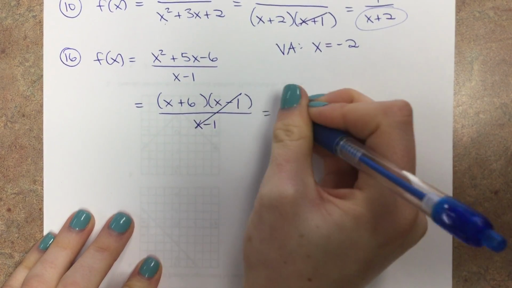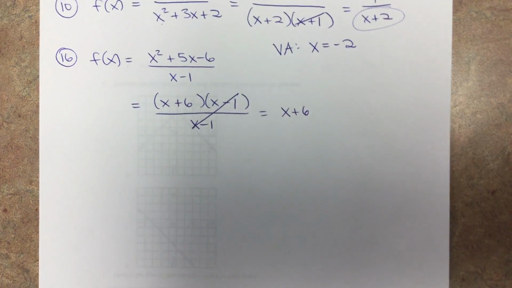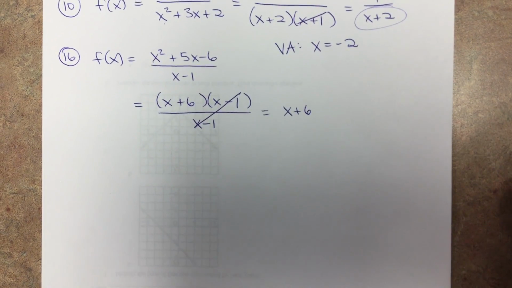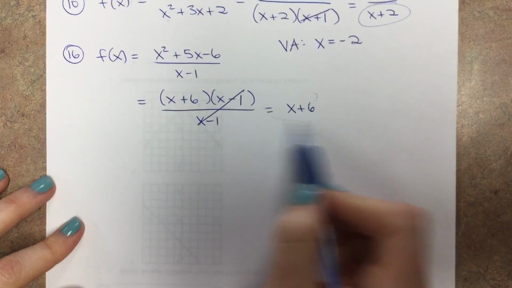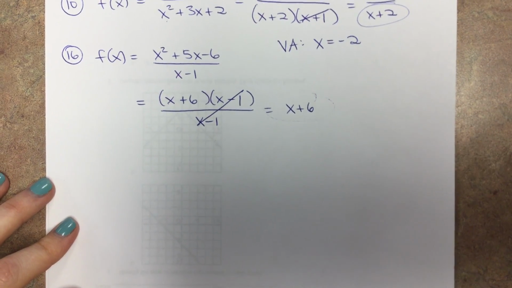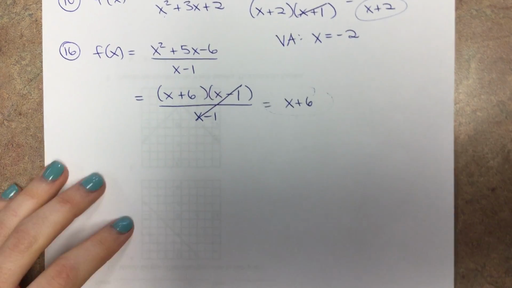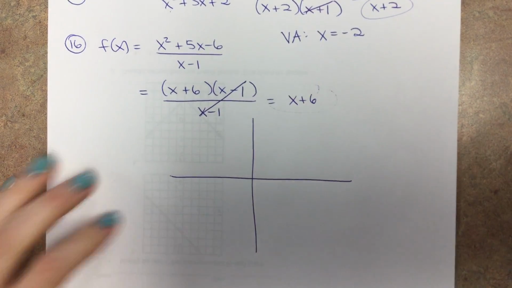Cancel these, and this is just equal to x plus 6. So this is actually weird. I will not give you one like this on the test where it ends up reducing down to a line, because this is just a line. Do you guys remember y equals mx plus b? Yeah. This is just y equals mx plus b stuff right here. So I will not give you one, but just to remind you of how you graph these.